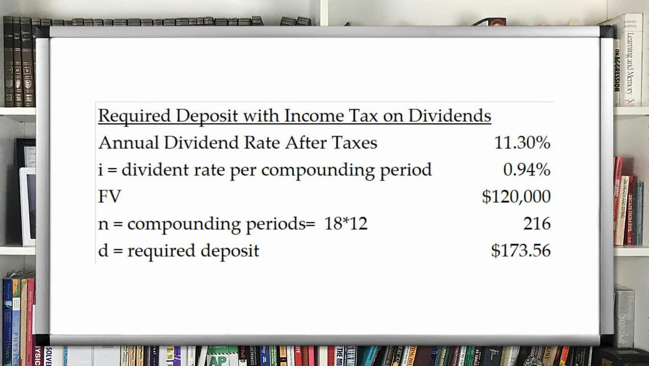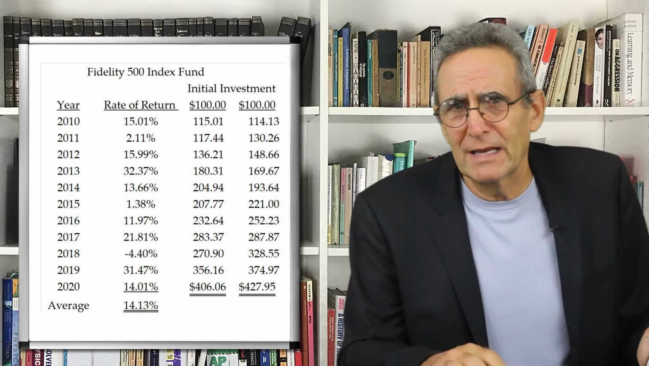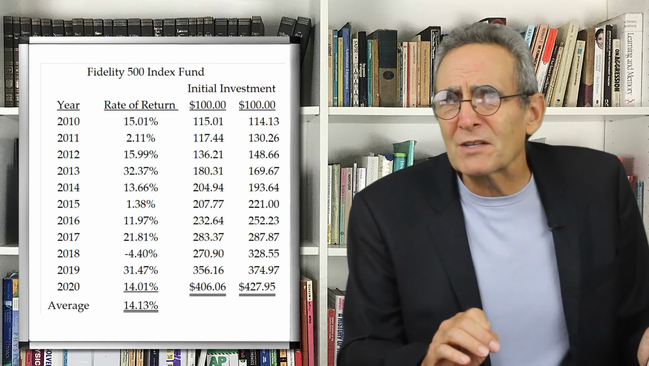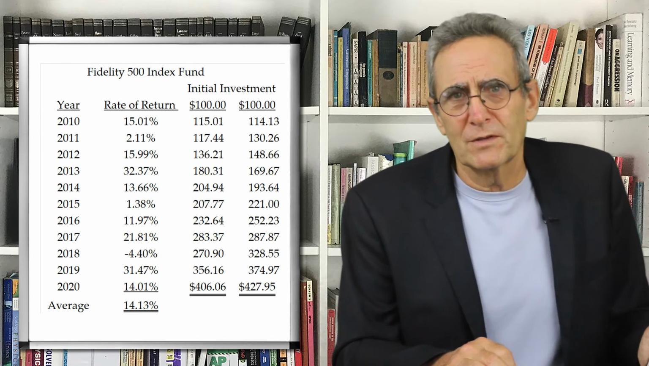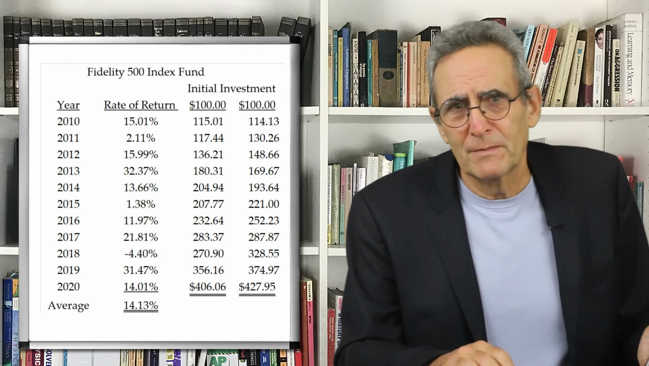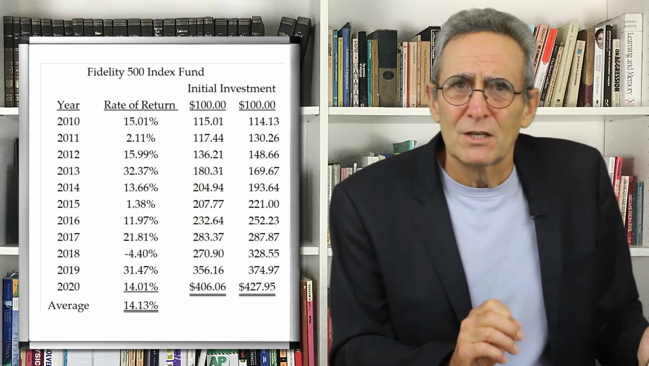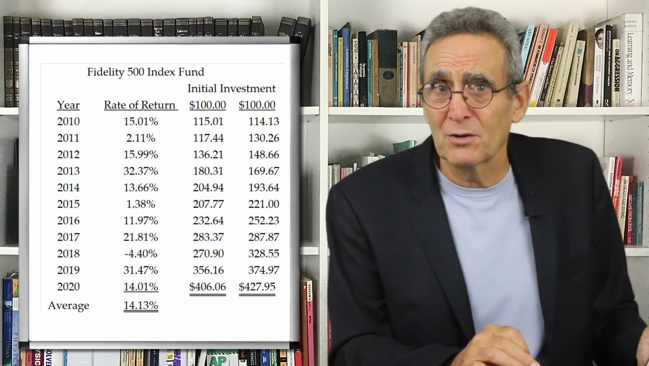But as you can see, there is quite a bit of variability in the equity investment, and the formula we are using requires that we apply the same fixed rate of return each compounding period. So using an average rate of return seems like our best option. But note the last two columns of this table. The second to last column shows how $100 invested in the beginning of 2010 actually grew.